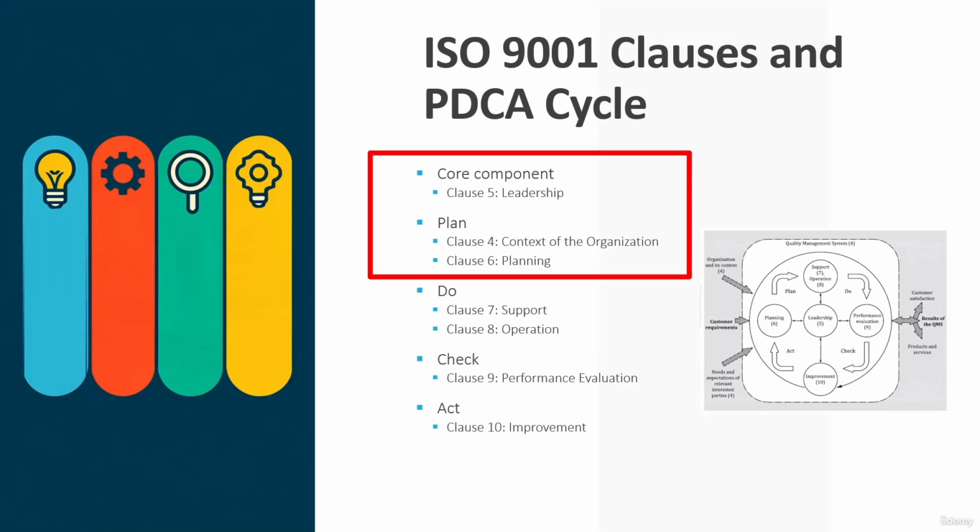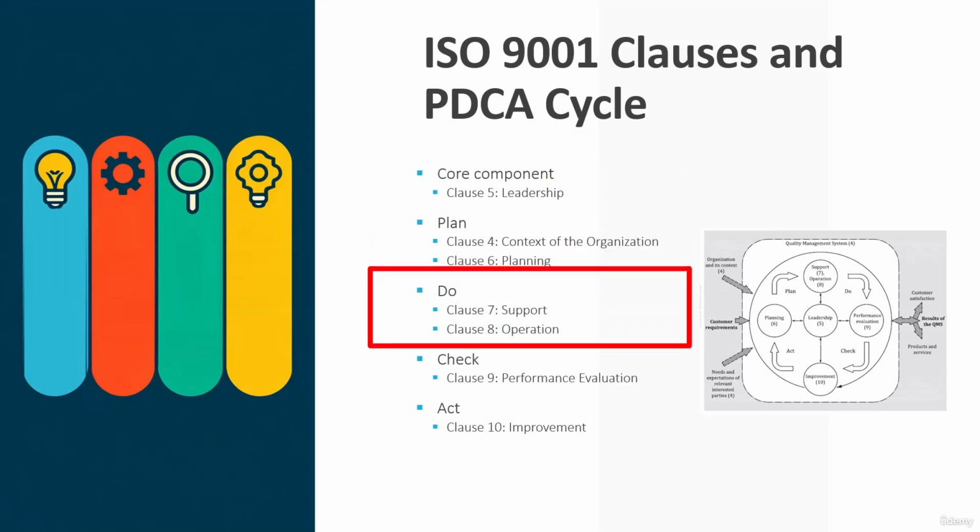Now coming to the next part of the PDCA cycle, which is the do part. Do is covered in clause number 7, which is talking about the support functions, and then clause number 8 is on the main operations, which covers how things are getting done in the organization. So clause 8 covers the operation part, and this is a very big clause. A lot of details are covered in clause number 8, which is operation.